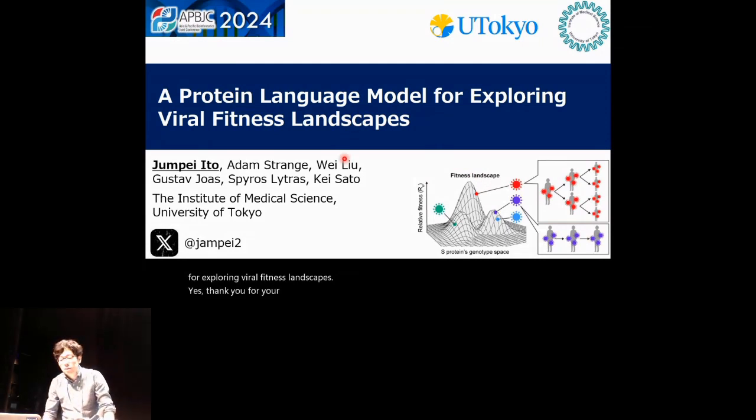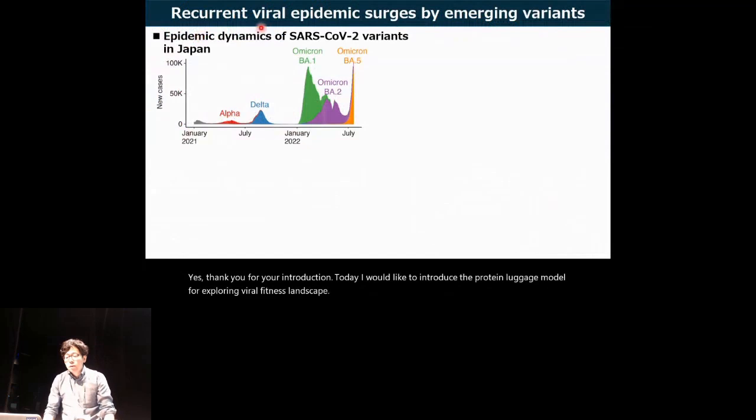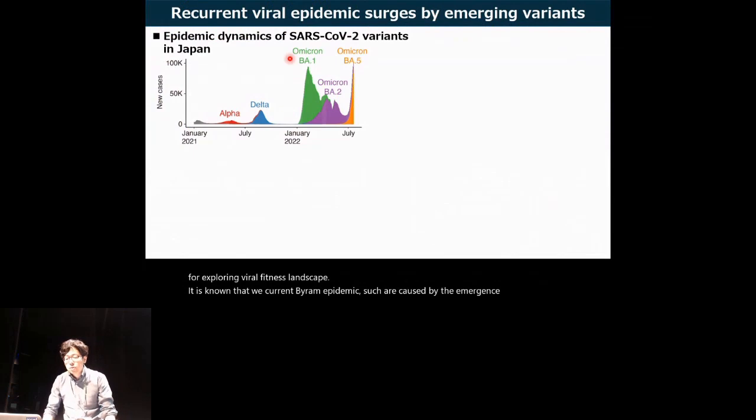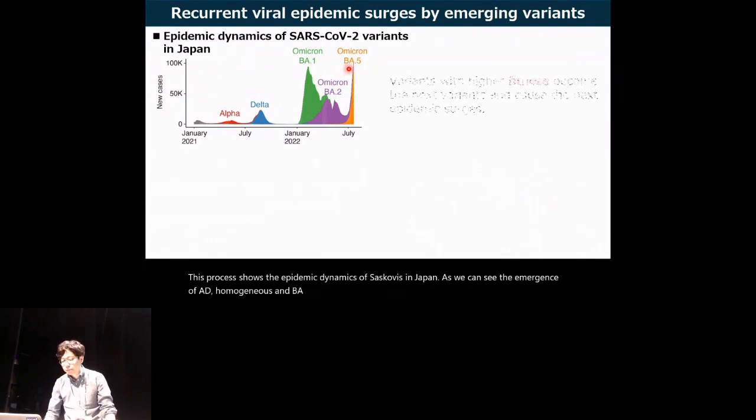Today, I'd like to introduce the protein language model for exploring viral fitness landscape. It is known that recurrent viral epidemic surges are caused by the emergence of new variants. This plot shows the epidemic dynamics of SARS-CoV-2 in Japan. As you can see, the emergence of Alpha, Delta, Omicron BA1, BA2, and BA5 caused new epidemic surges.